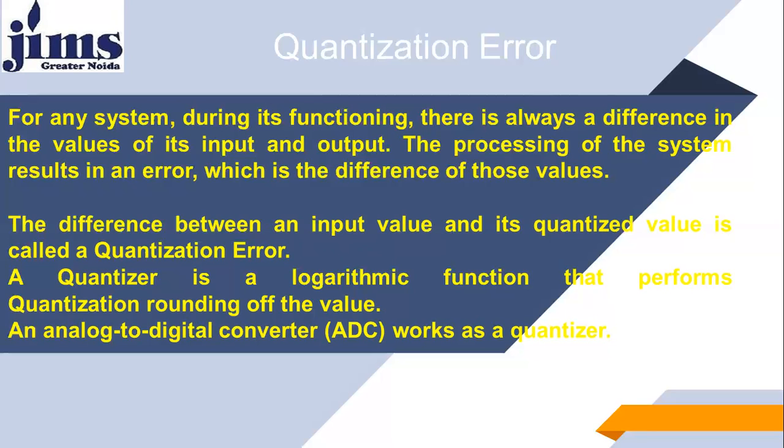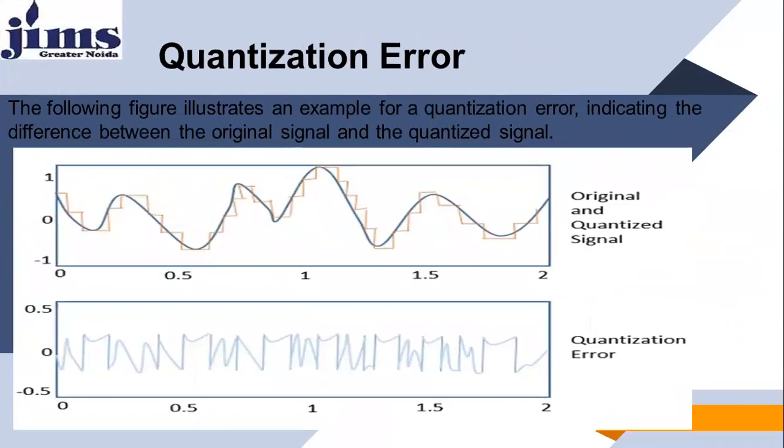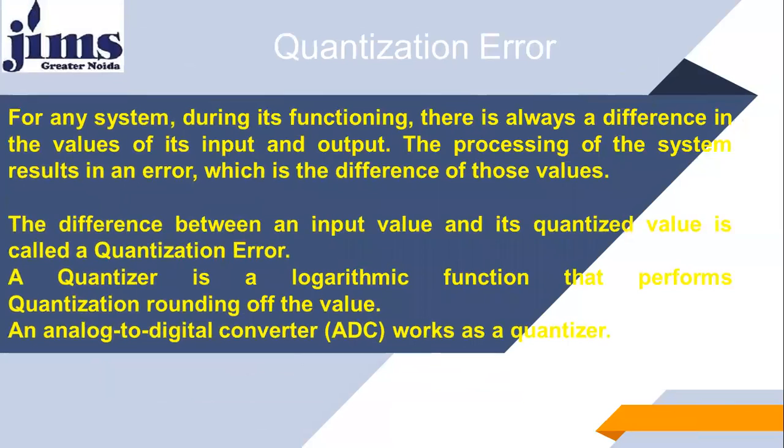So a quantizer, and what is a quantizer? A quantizer does the quantization process, right? So a quantizer is a function that performs quantization. And what we did in quantization in the previous lecture, we rounded off the values. How do we round off the values? 3.8 becomes 4 volt, 4.3 volt becomes 4 volt, 5.2 volt becomes 5 volt. So this is the quantization round-off value, right? So an analog to digital converter works as a quantizer. A quantizer is nothing but an analog to digital converter, right?